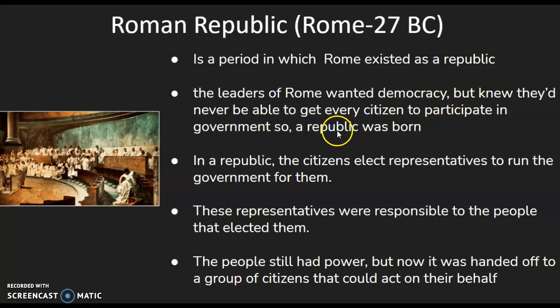So a republic is born. In a republic, the citizens elect representatives to run the government for them. These representatives were responsible to the people that elected them, and the people still had power, but now it was handed off to a group of citizens that could act on their behalf, much like we have today. We can elect representatives, and they will go run government and try to pass things that we agree with because they work for us, who elected them.